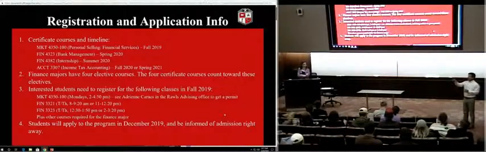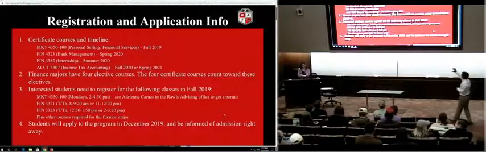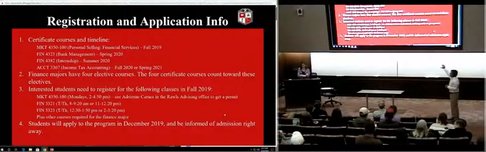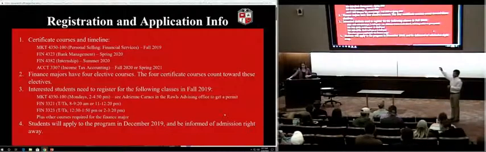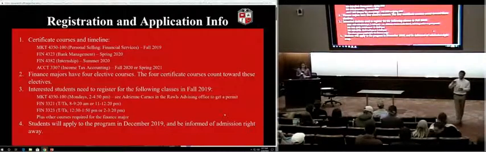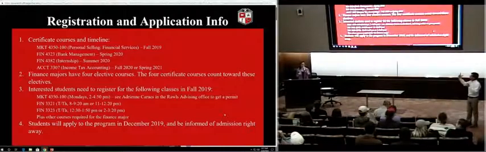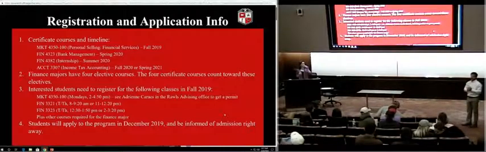I apologize. Notice bullet point 3 says that you need to register for the following classes in fall 19 as well. So the safest thing is when you see your advisor, you take a picture of this with your phone. But definitely get into those specific courses, okay?